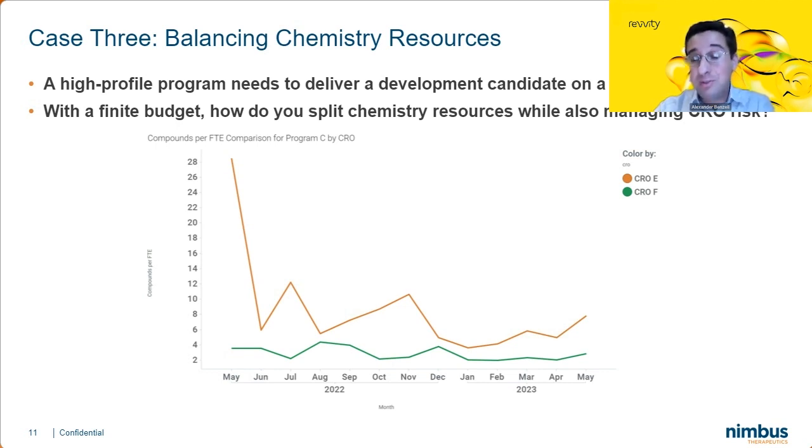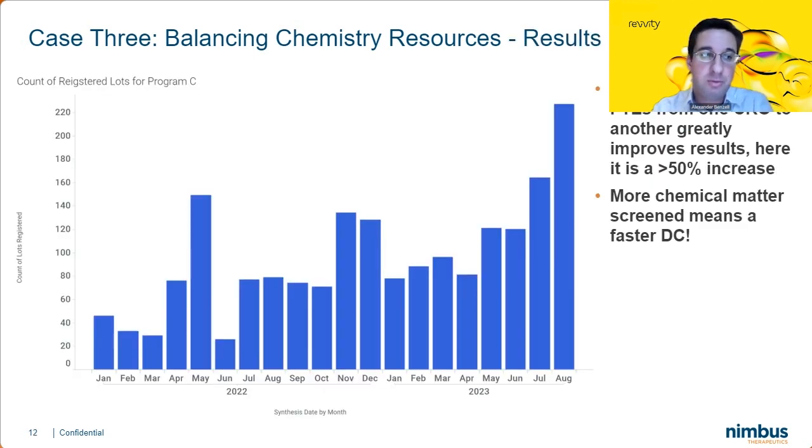And what we ultimately found was that maybe we should balance our resources, moving some chemists and FTEs from CRO F to CRO E, so that we can still maintain chemistry, maintain efficiency, and also get what we need to deliver for our program, which is what we did. Just balancing a couple of FTEs from one CRO to another led to a substantial increase in the amount of new chemical entities that we're registering and screening in this program.